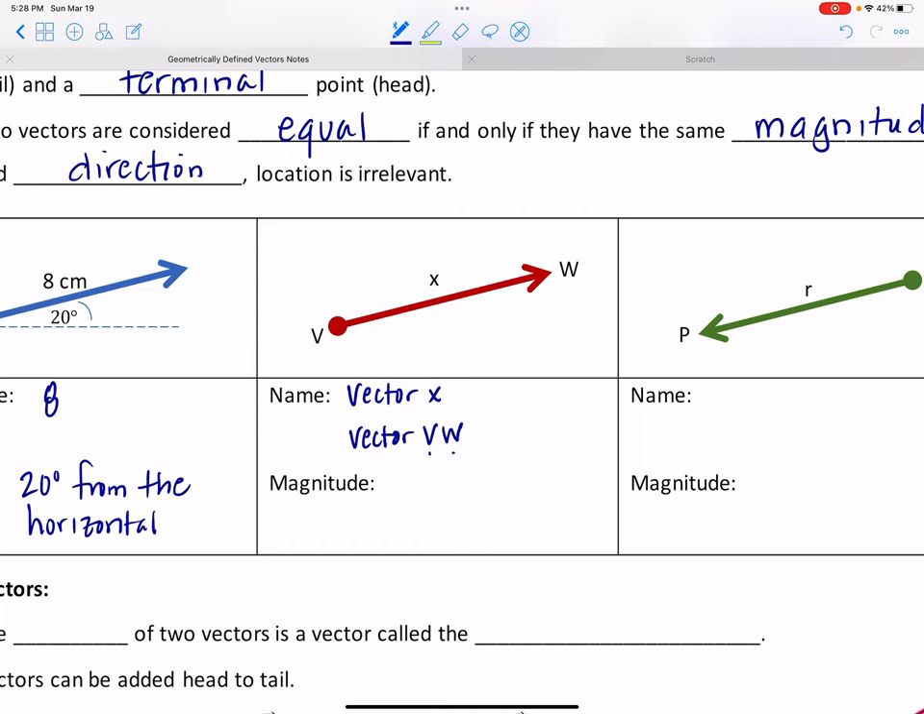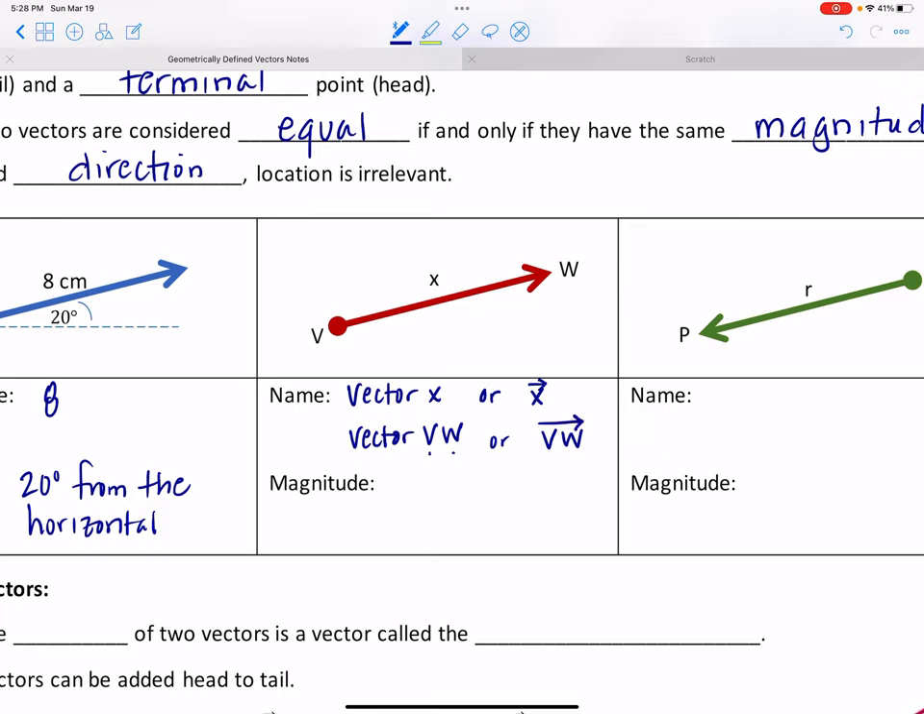Now instead of writing out the word vector, we could also say vector x like this by putting an arrow above the x, or we could say vector vw like this by putting an arrow above the v and w.